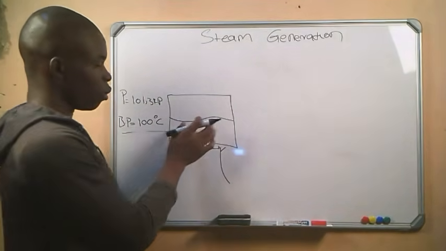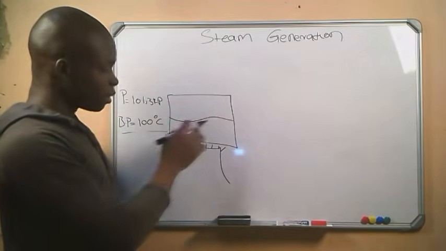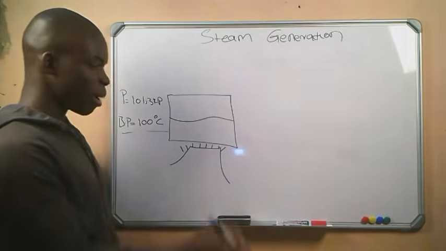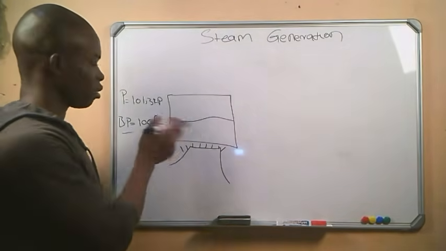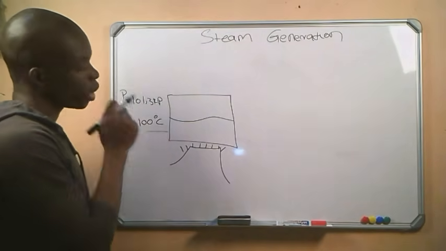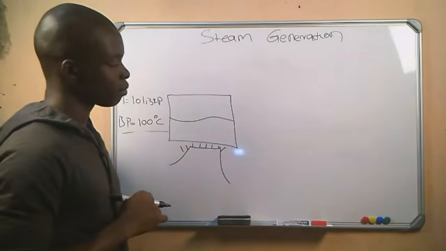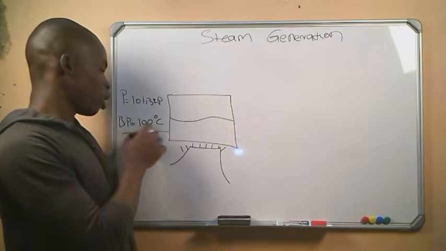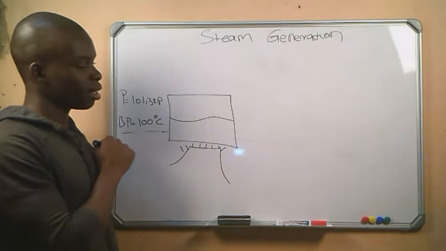And then we do not know the temperature of this water at this moment, but we know that the boiling point of the water, because it is subjected to atmospheric pressure, is 100 degrees Celsius. And now we add heat to this water until it reaches the boiling point, which is 100 degrees Celsius.